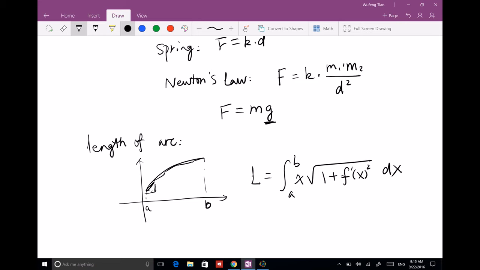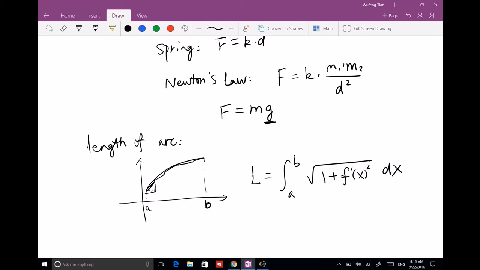So the length formula, is there an x here? I believe we have an x outside, right? We have an x. Or just, huh? Oh, I think there's no x here, just dx outside, yeah.